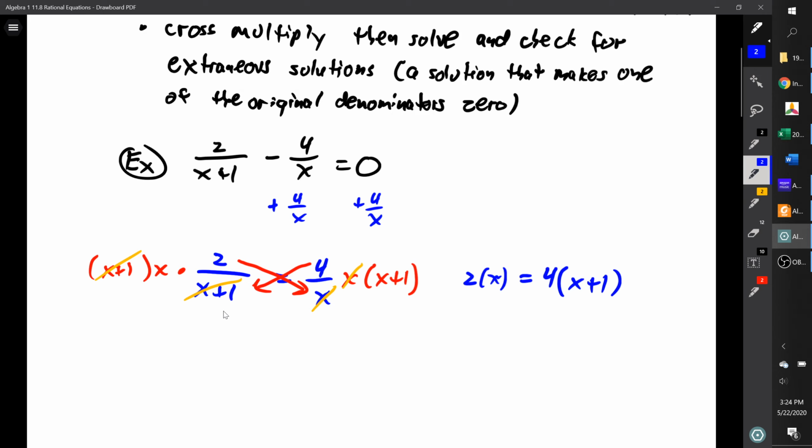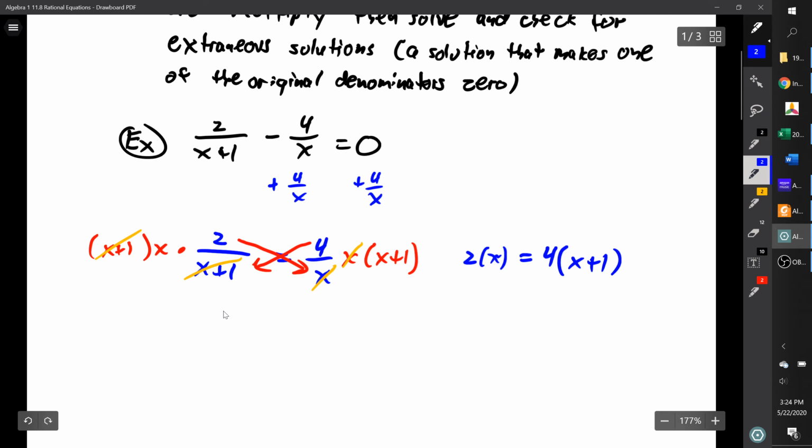But what's going on is you are multiplying both sides by each denominator. When you multiply both sides by the denominator on the right, the x on top cancels with the x on bottom, leaving you with just multiplying x on the left. And when you multiply both sides by the denominator on the left, that x plus 1 cancels with that x plus 1, and you're left with just 4 times the denominator that was originally on the left.